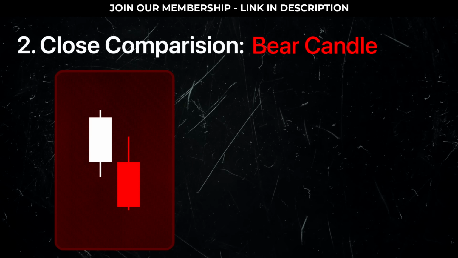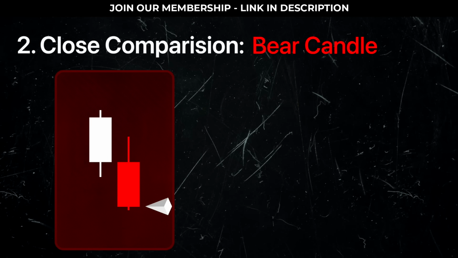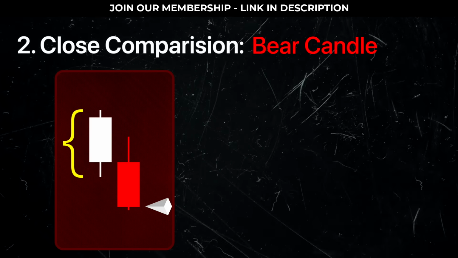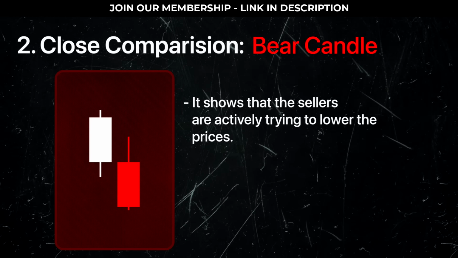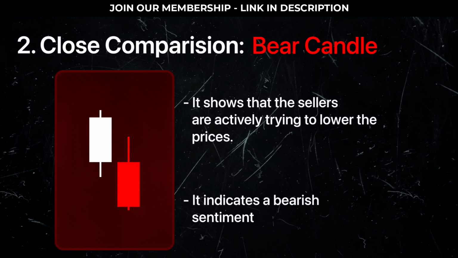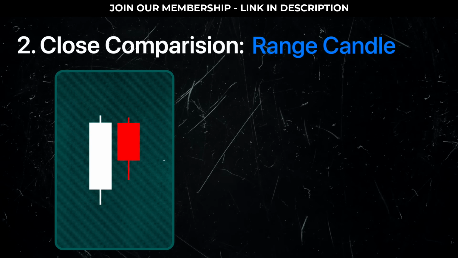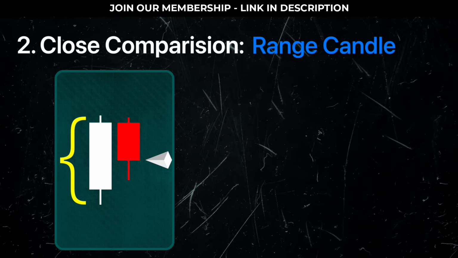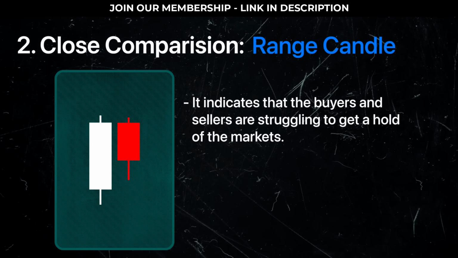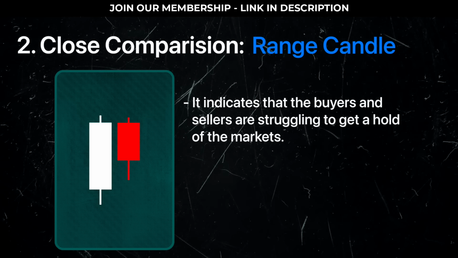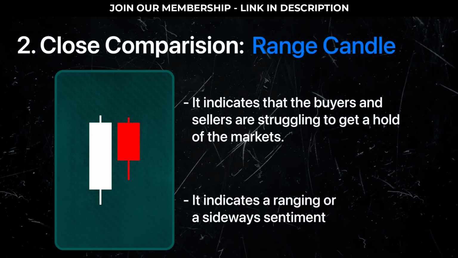A bear candle is when the current candle's close is below the previous candle's low. In other words, the close is below the previous candle range. It shows that the sellers are actively trying to lower the prices. Therefore, it indicates bearishness. A range candle is where the current candle's close is inside the previous candle's range. It indicates that the buyers and sellers are struggling to get a hold of the market. They are closely matching each other in the fight. Therefore, it indicates a ranging or sideways market condition.